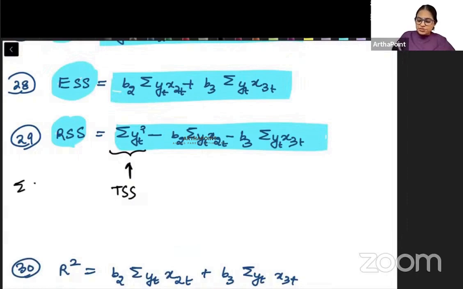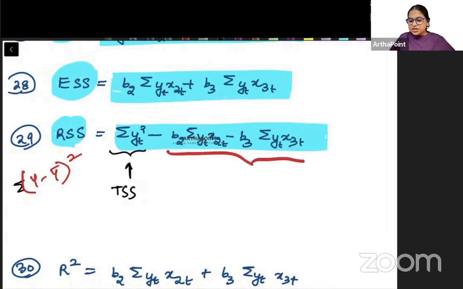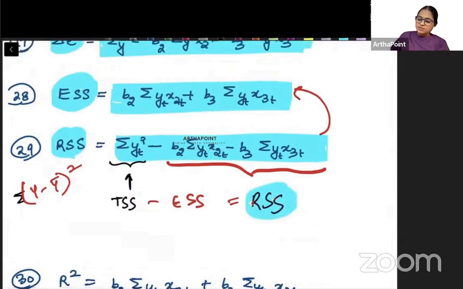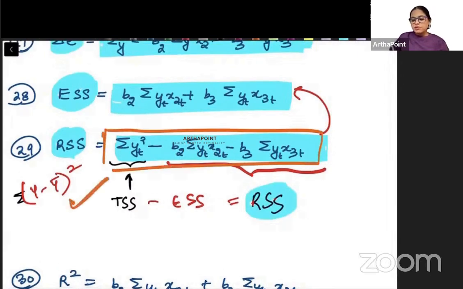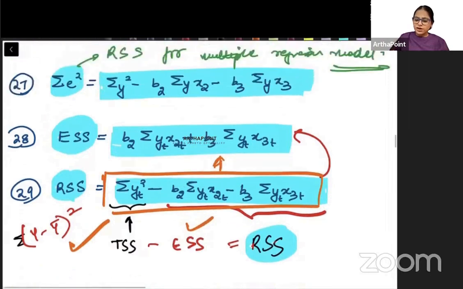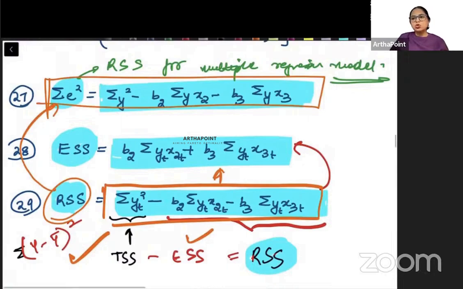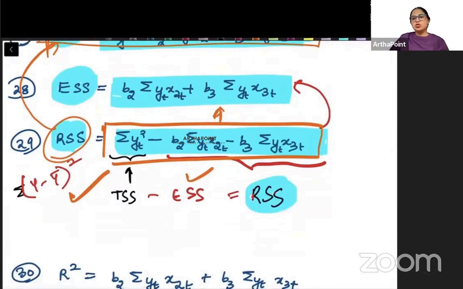Total sum of square is the difference between y and mean value of y. And this part is nothing but explained sum of square. So we know now that total sum of square minus explained sum of square is residual sum of square. Isn't it? So this is another way of writing residual sum of square, which is total sum of square minus explained sum of square. And another way of writing the residual sum of square is this, right? So these are the two formulas of residual sum of square.